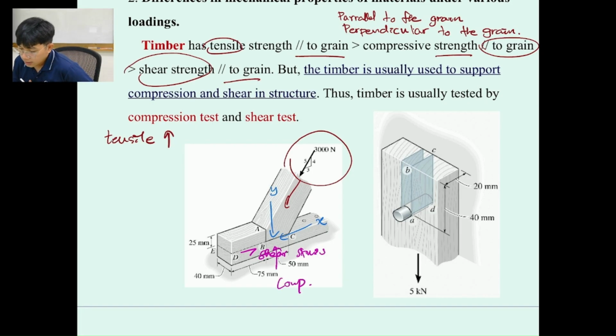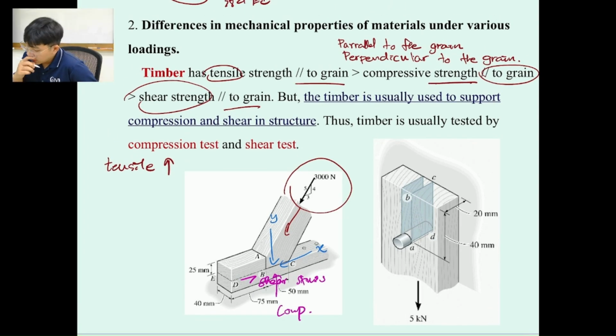Okay, so most of the time timber can be subject to tensile, but rarely fails by tensile. That's why most of the time when we test timbers, we test for compressive strength parallel to the grain and perpendicular to the grain, and if we test for shear, maybe both parallel to the grain and perpendicular to the grain. So for wood, we rarely test for tensile, but we test for compression and shear instead.